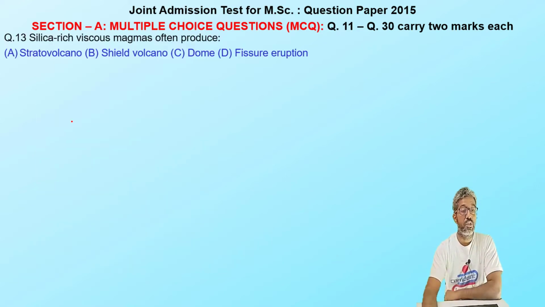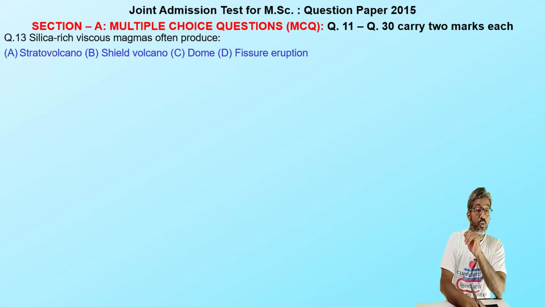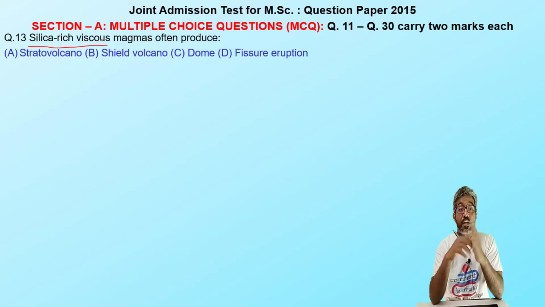Moving to the next question, it is related to silica-rich viscous magma often produced. As I told you, and if you have watched my Hindi lectures, this is a twofold question where they are indicating that it is silica-rich viscous magma. If the silica is rich, the magma will be viscous. This is a clear statement. You have to remember that. Sometimes they will ask you if the silica is rich, will the magma be viscous or not. This is also a simple definition question.